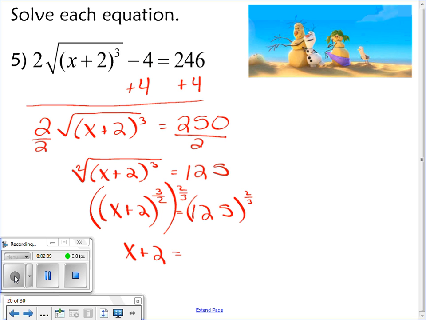What is 125 to the 2/3 power? Is 25. Good. The denominator of the reciprocal is odd, so I don't need the plus minus. And then just subtract the 2. So x equals 23.